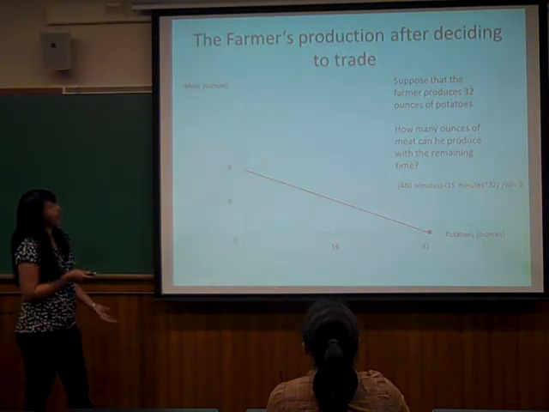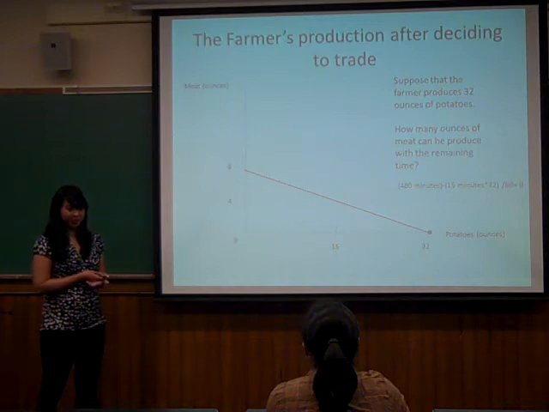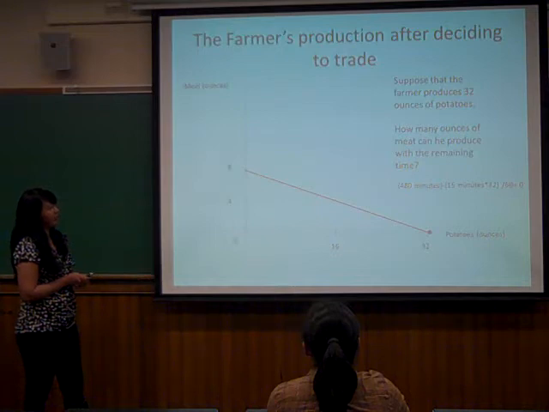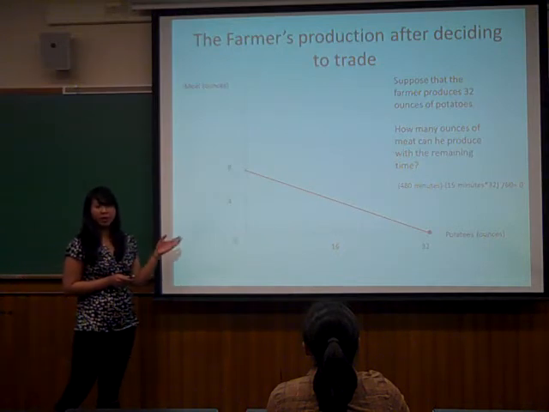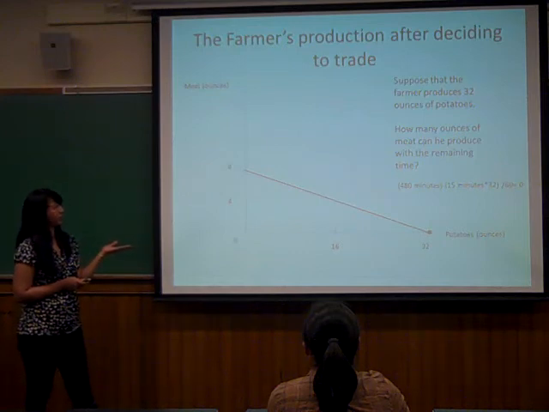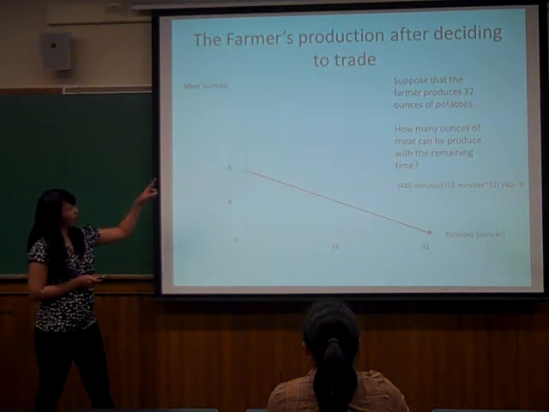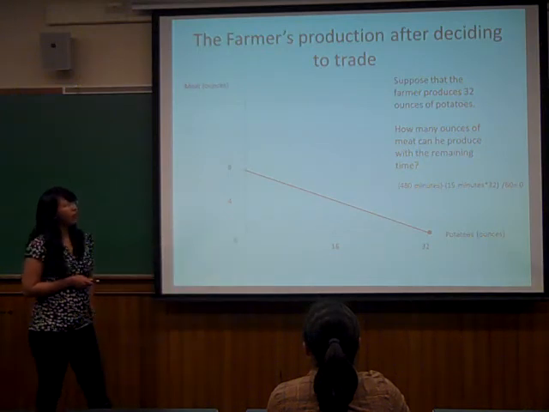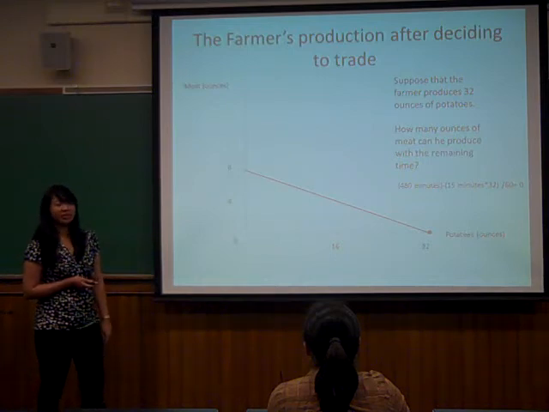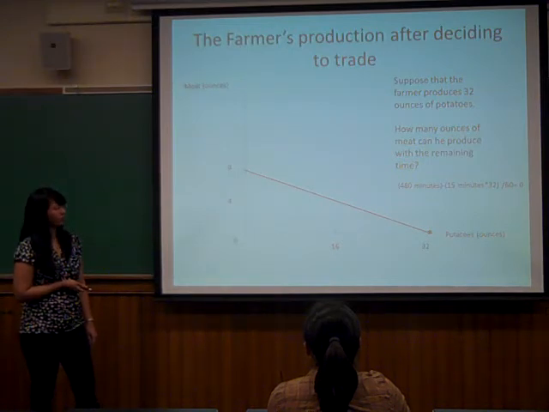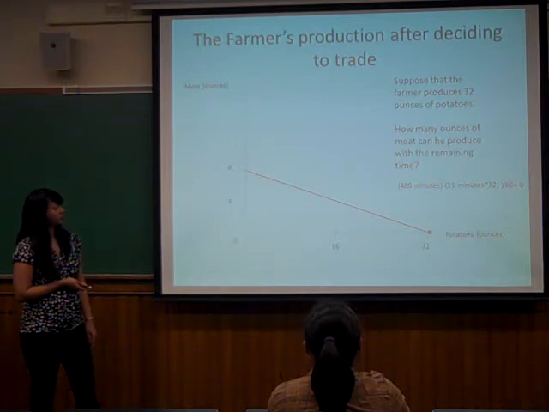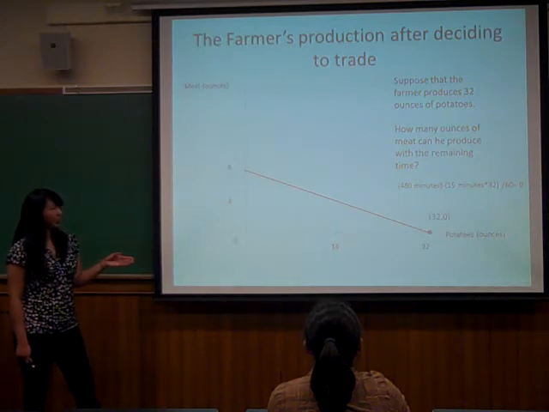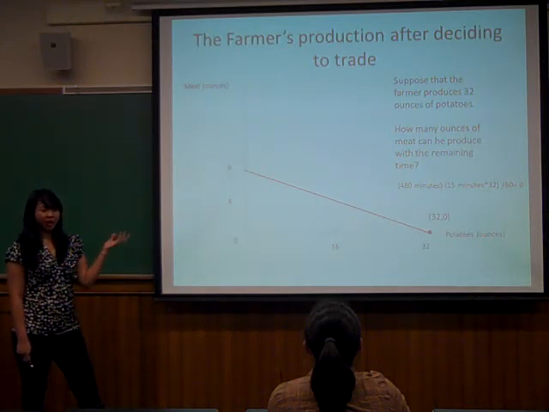Next, the farmer and the rancher decide that they would like to trade. So let's suppose that the farmer decides to trade and decides to produce 32 ounces of potatoes. If the farmer produced 32 ounces of potatoes, which is the dot right over there, how many ounces of meat can he produce with the remaining time? None, right? So his production would be 32 ounces of potatoes and 0 ounces of meat.